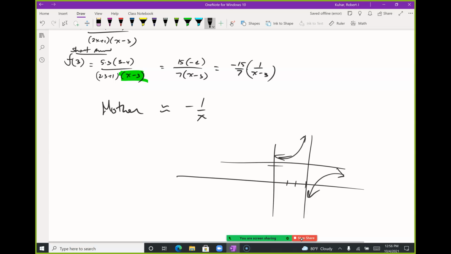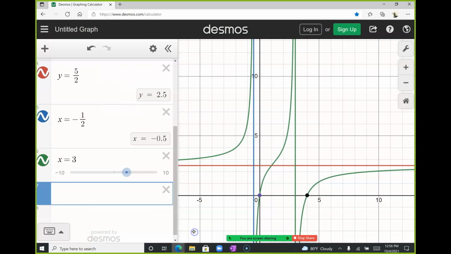And look at my curve on Desmos. I can see the upward piece here, that upward curvature and the downward curvature over here. So it looks like negative 1 over x.